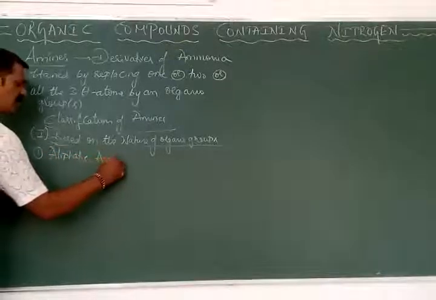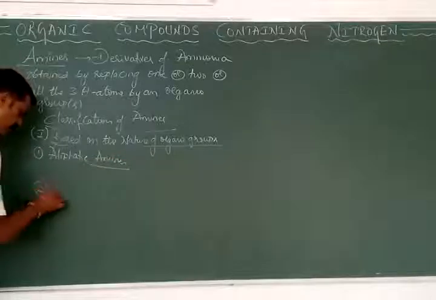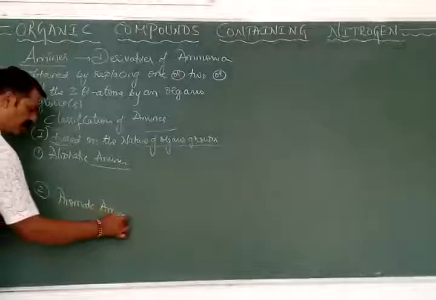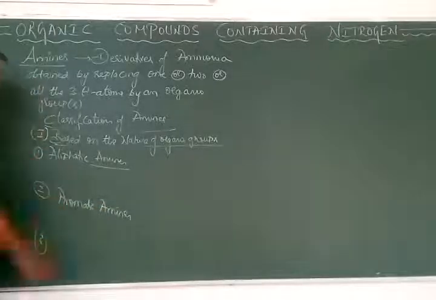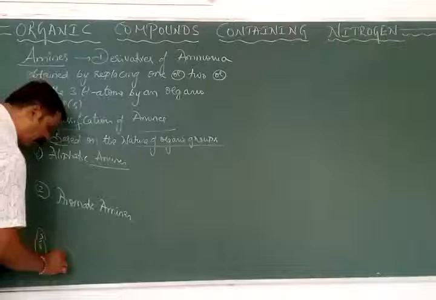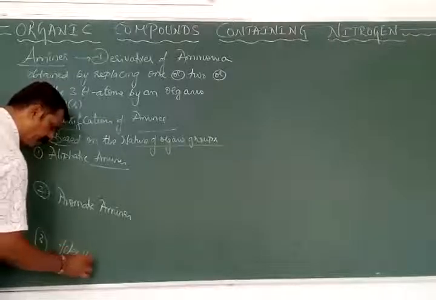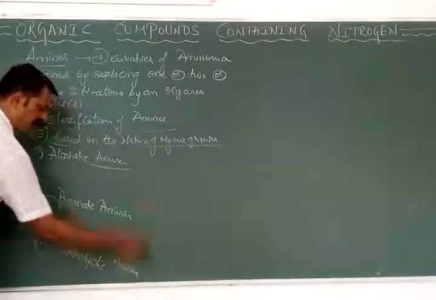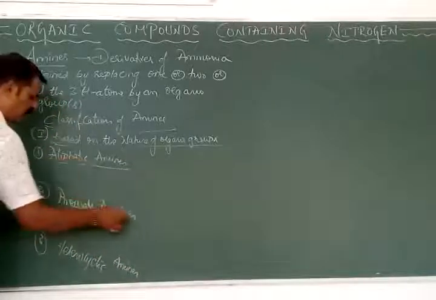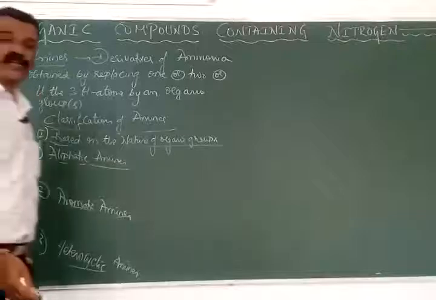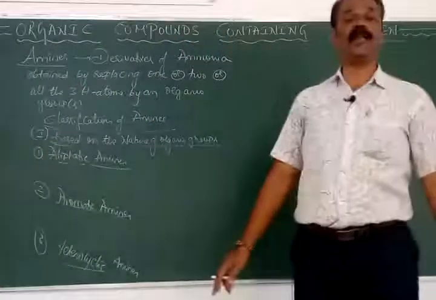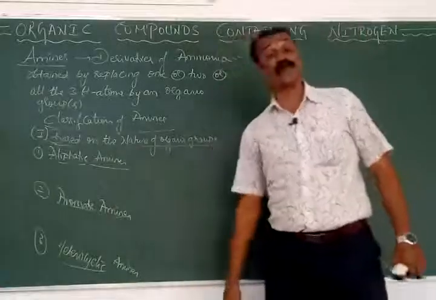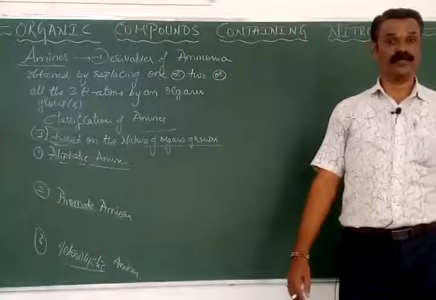aliphatic amines, then aromatic amines, and then the third one is the heterocyclic amines. So this definition is very simple here. They are derivatives of ammonia, obtained by replacing one or two or all three hydrogen atoms by an aliphatic group, then it is called aliphatic amines.